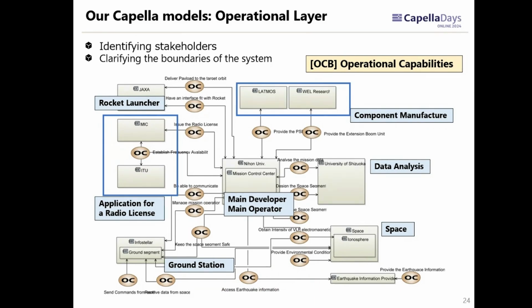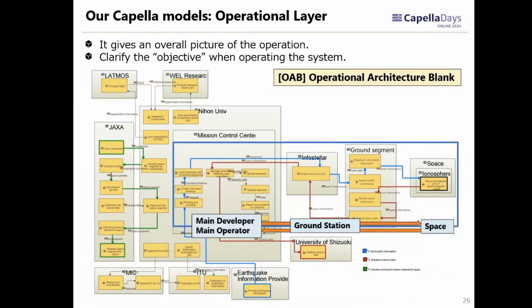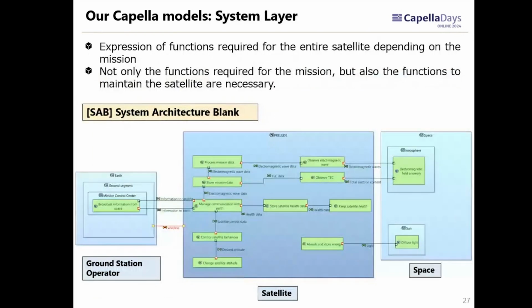After making this diagram, we moved to the operational architecture blank diagram. Here there are the same entities: the main developer here, space here, and the mission control center here. But our main target is to get data from space through the ground segment and our mission control center, and after that we will analyze the data. So when we develop the satellite, we focus on this part: the satellite operator, ground station, and space. In the system layer diagram, we focused on these two and made this diagram.